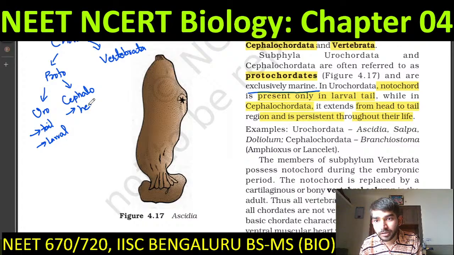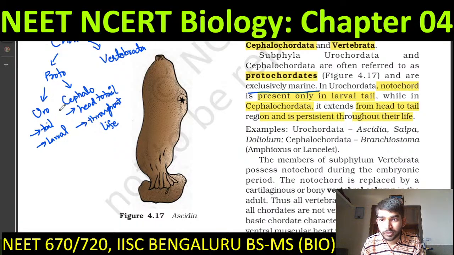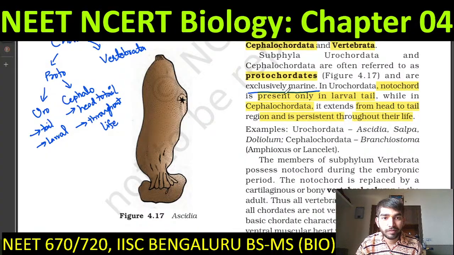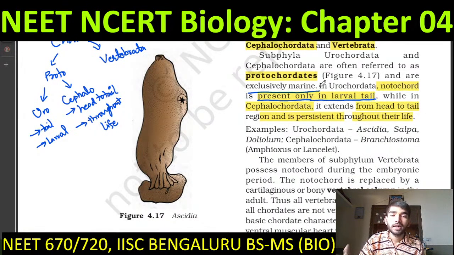Cephalochordates, head to tail, present throughout the body and throughout life. So urochordates, you can see, are more primitive as compared to cephalochordates because they have the presence of this notochord only in the larval tail.